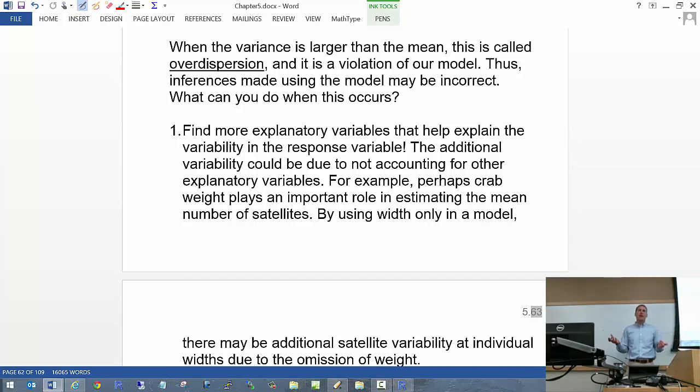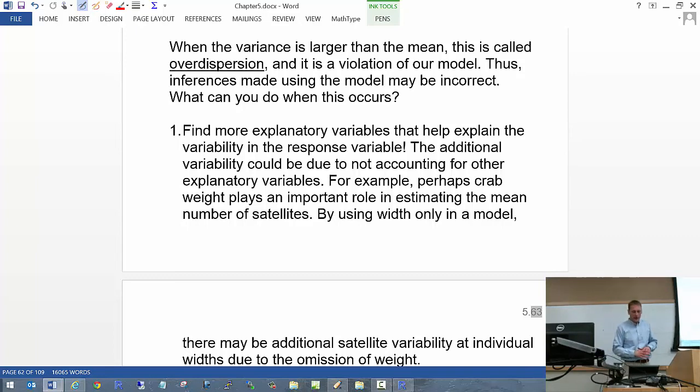So in a simple case, let's say I want a 95% confidence interval for beta 1 when I use width to estimate number of satellites. That confidence interval from a Poisson regression model for beta 1 will typically be narrower than what it should be, because it's not accounting for this extra variability that truly exists in the data. And so what does that mean? Well, if I say that this interval has 95% confidence, in fact, it's probably not. Maybe it's 80, maybe it's 60%. We've talked about those kinds of issues starting way back in chapter 1. And so that's why, if you do have overdispersion, you need to take care of it.